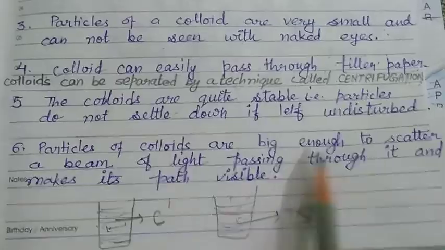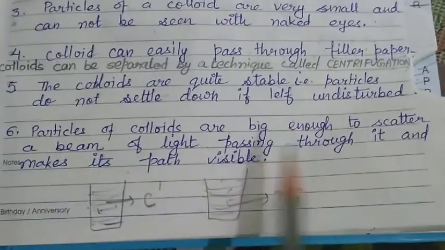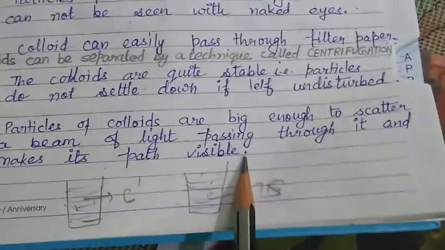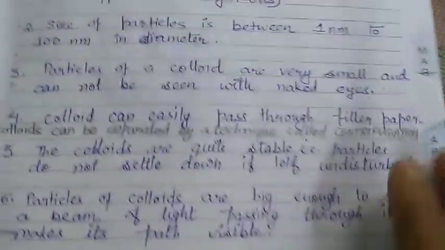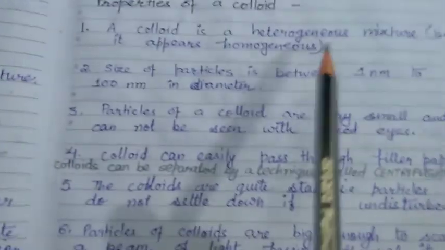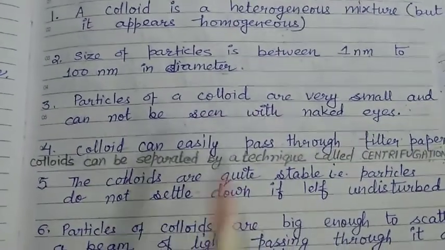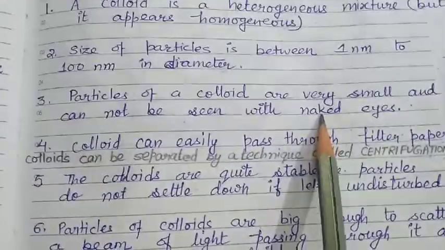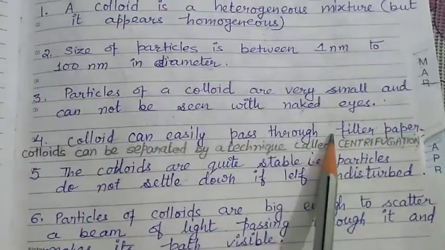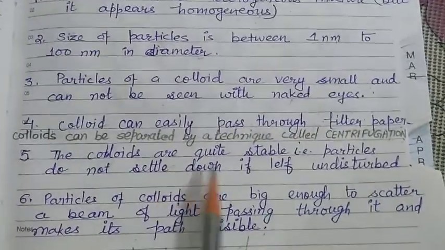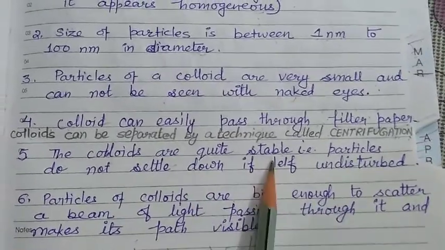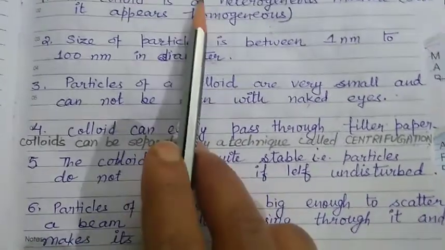Particles of colloid are big enough to scatter a beam of light passing through it and make its path visible. See, what you have observed till now is that most of the properties colloids show are the same as those of a true solution. That means it appears homogeneous. Particle size is very small. Particles cannot be seen with naked eyes. It can pass through filter paper. Colloids are quite stable. These are all properties of a true solution.